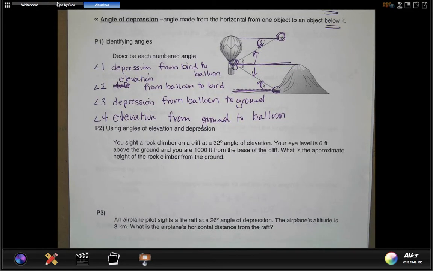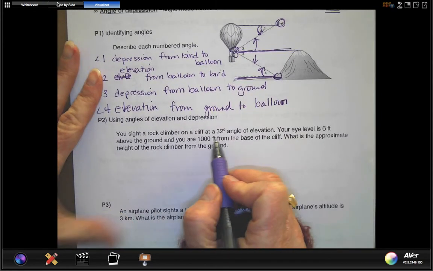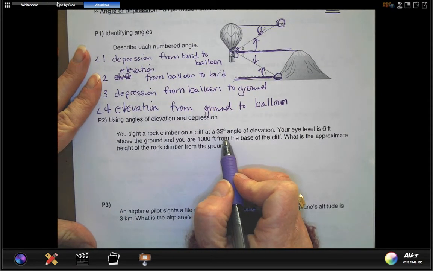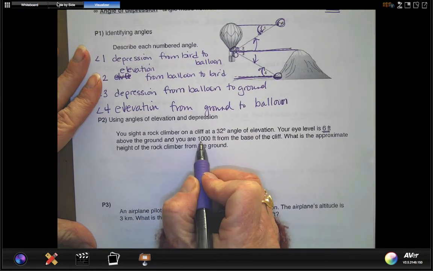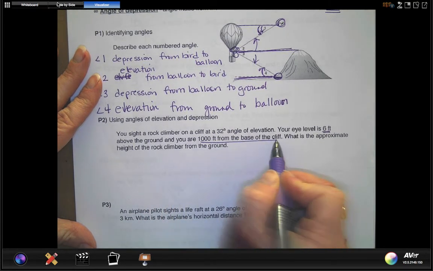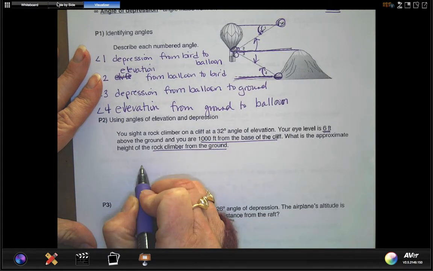Okay, so with these, like I said, we're still going to be using our SOHCAHTOA stuff. There's just a lot more word problems here. So you sight a rock climber on a cliff at a 32-degree angle of elevation. Your eye level is 6 feet above the ground and you are 1,000 feet from the base of the cliff. What's the approximate height of the rock climber from the ground?